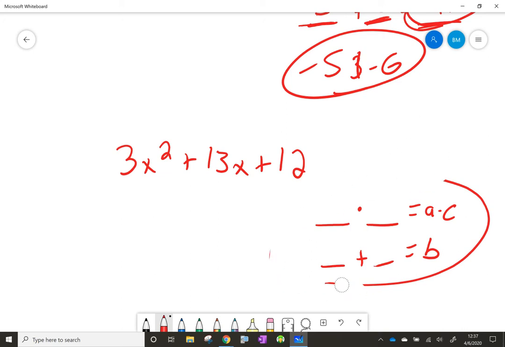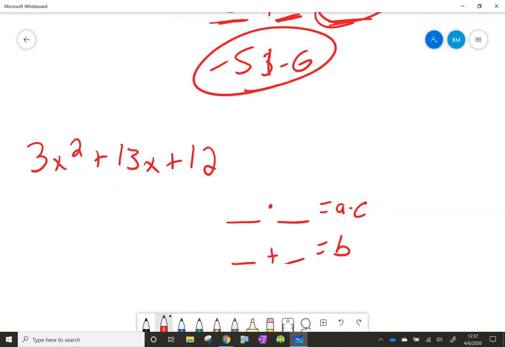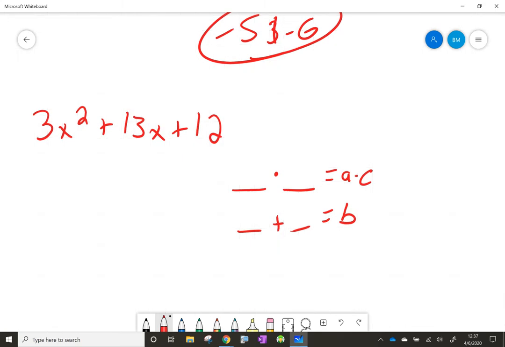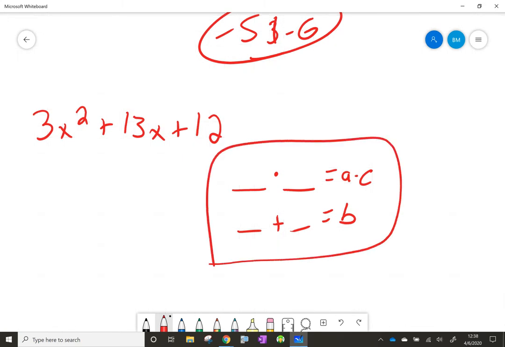I've also set it up differently from other times. Rather than writing it out like this, I've made like an X chart where I say a times c and b value here, and then I figure out what those numbers are over on the side. It's just a different way of organizing it. But for now, let's just stick with the basics. It's going to be set up this way every time. You just have to change a times c.